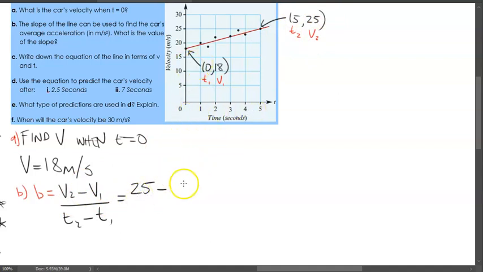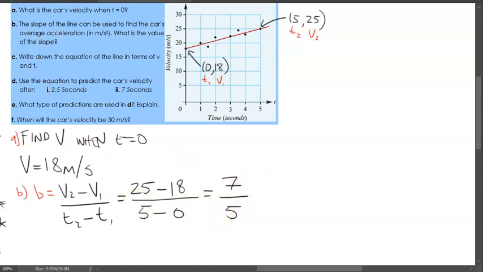V1 is 18. So the difference in the V, so how much is it going up by? And we're going to divide this by the difference in time. In this case, it's 5 take away 0. We know the difference in time is 5 seconds. It takes 5 seconds to get across. So 25 take away 18 is 7. And 5 take away 0 is 5. So our slope in this case is 7 over 5.